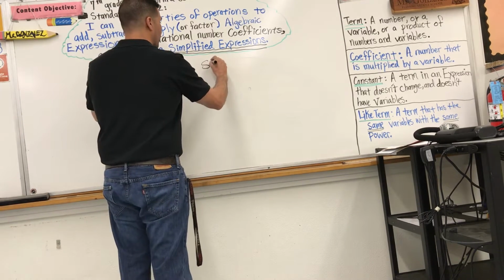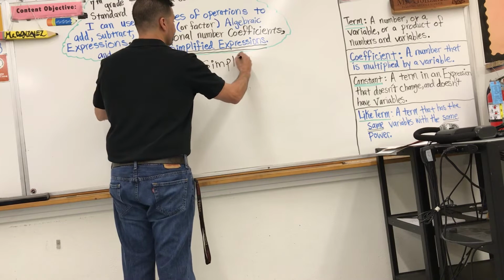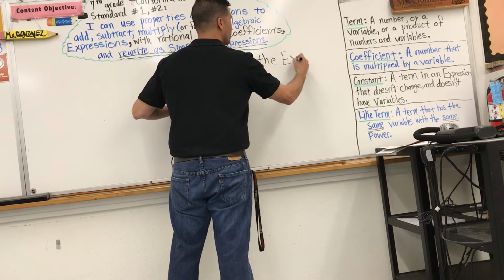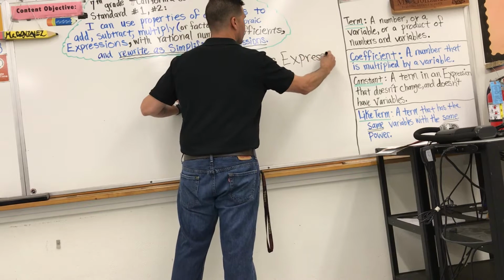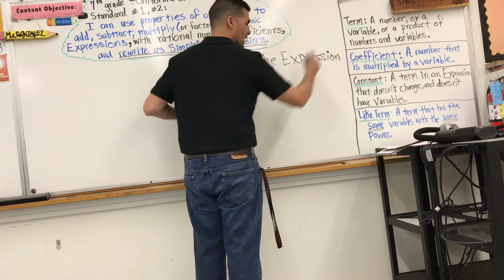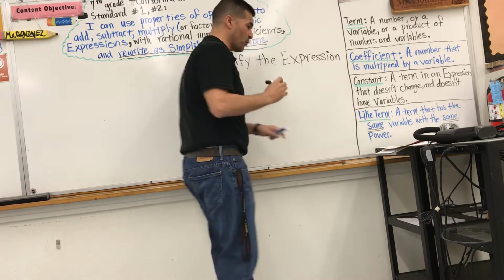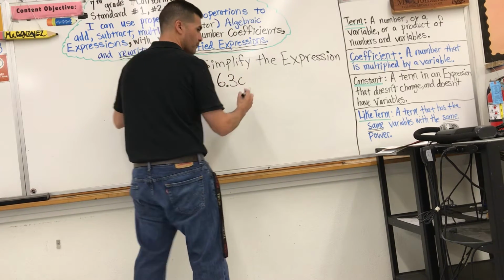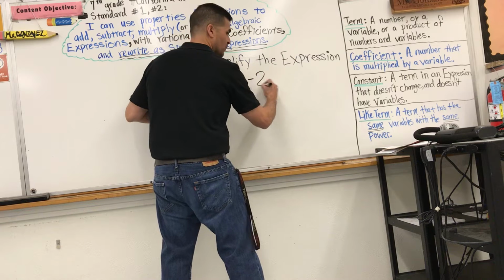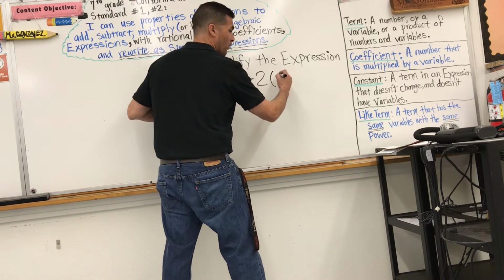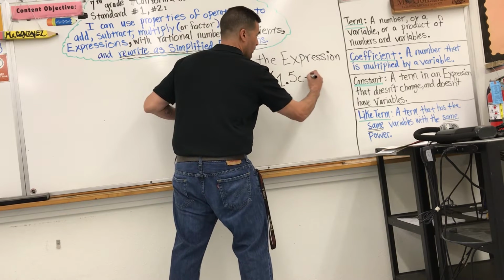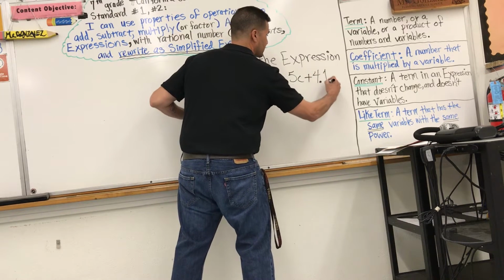We're going to simplify the expression that I'm going to write down. And this one comes straight from your homework. It says 6 3/10 c minus 2 times the quantity 1 5/10 c plus 4 1/10.